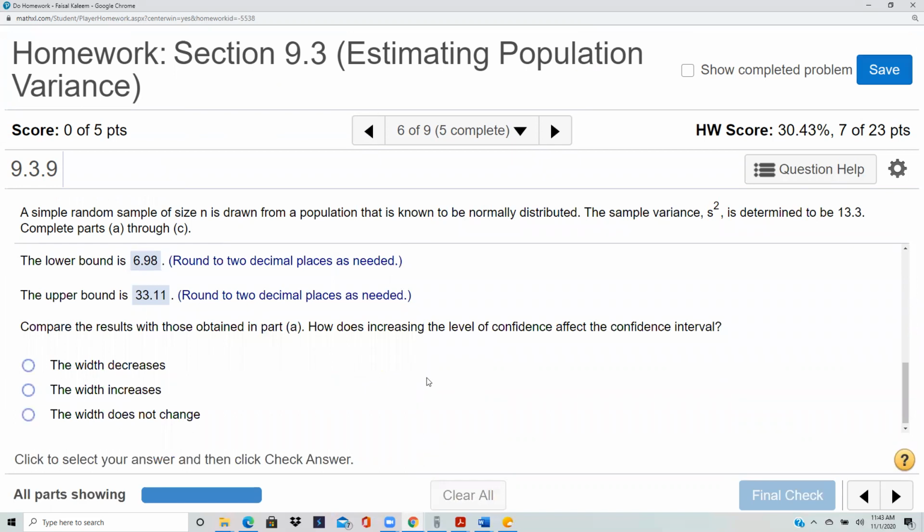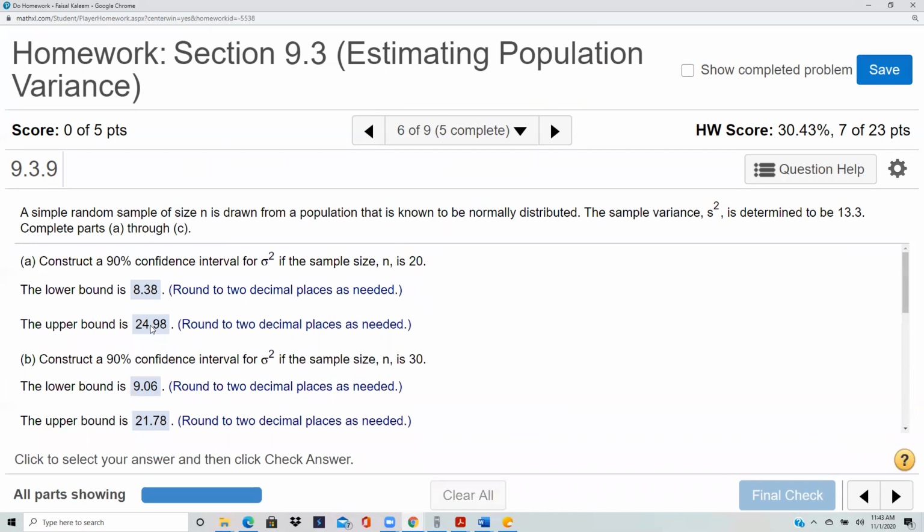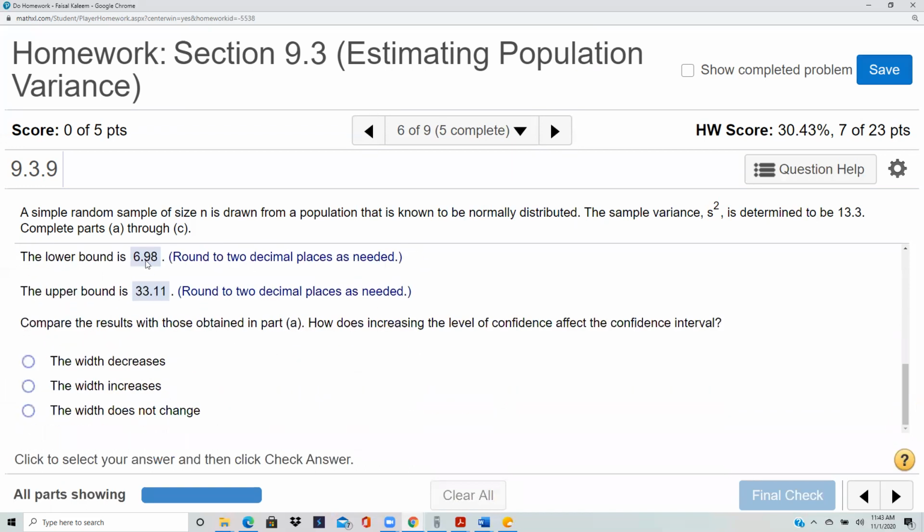And now what has happened? Compare the results with part A. This looks like a wider interval than part A. Part A was 8 to 24. And this one starts earlier at 6 and finishes later at 33. So this is a bigger range. 6 to 33 is a bigger range than 8 to 24. So now it increases.